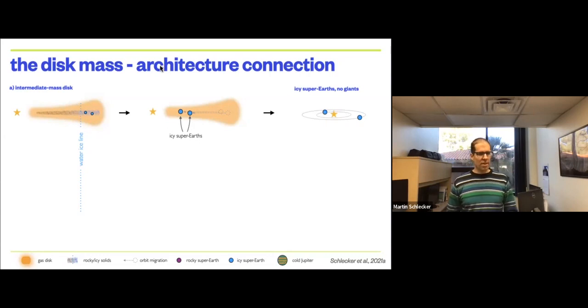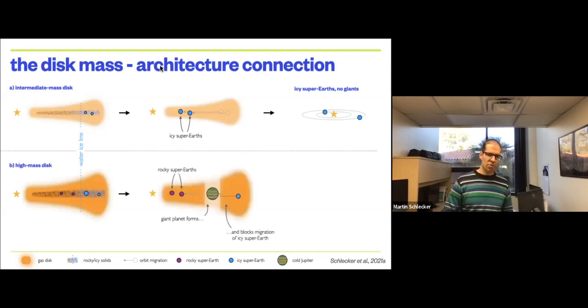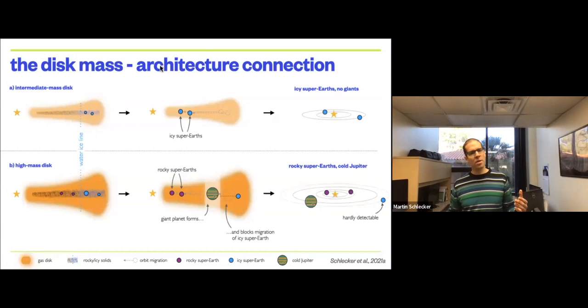In the second case, where we have a rather high mass disk, several hundreds of Earth masses in solids, we can form cores further in as well. They migrate inwards again to become dry super Earths, but the conditions are also right to form giant planets. And these giant planets sitting in there, they would prevent any icy cores that would form further out from migrating inwards into the inner system where they would be detectable. And so in the end, we have a system of high density super Earths plus a distant giant planet or two.